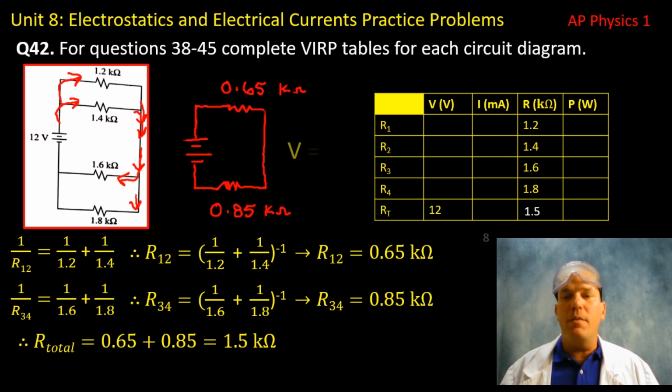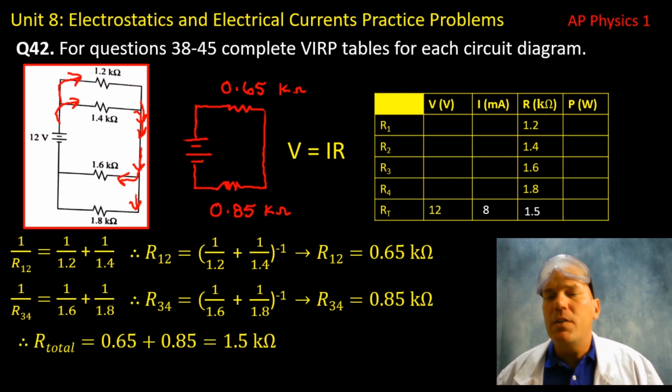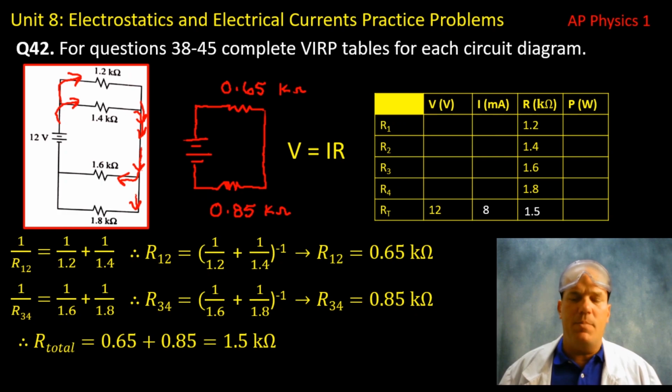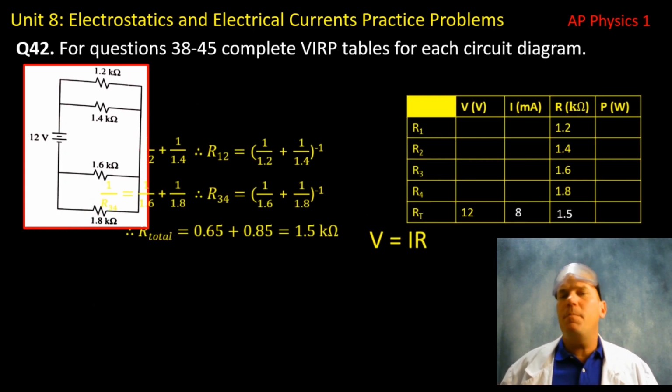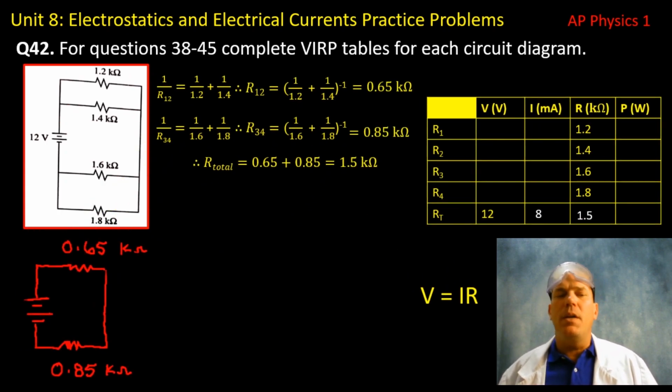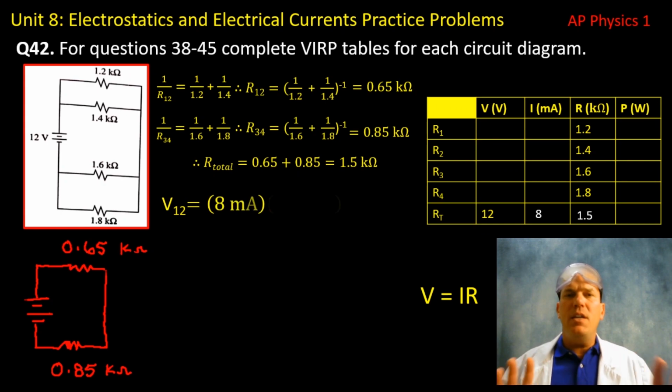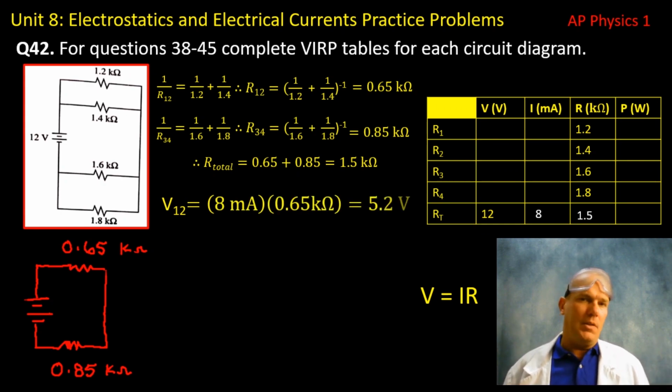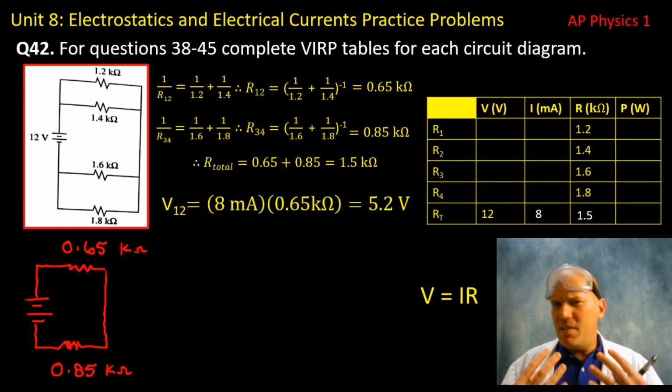Now that we know that information, we can use Ohm's law. 12 divided by 1.5 gives us the total current. So we have 8 milliamps of current pushing through this circuit. The next step here is going to be to look at each drop separately. So this is different than some of them we've been working out.